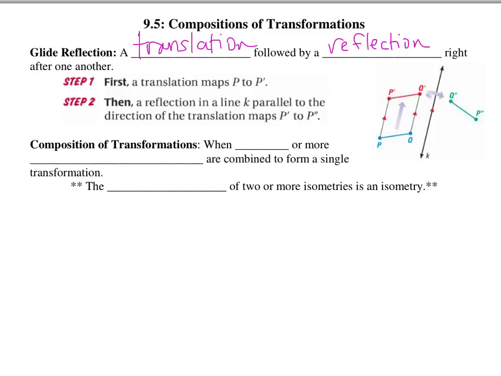So a composition of transformations is when we have two or more transformations that are combined to form a single transformation. And a composition of two or more isometries is still an isometry. So even if we combine two of our transformations together, if it starts as an isometry, so it starts being congruent to each other, then it will still be congruent in the end.